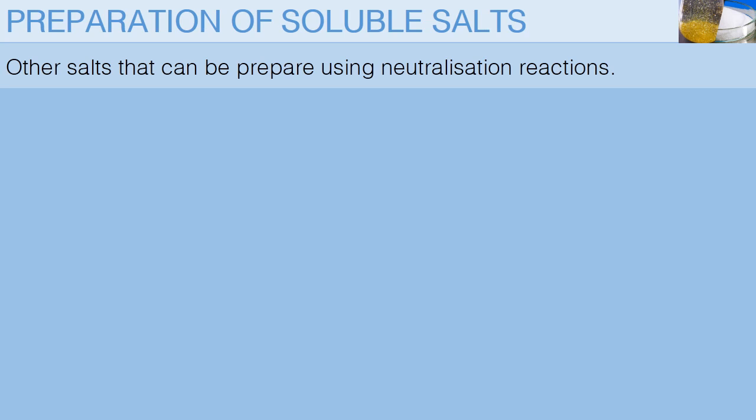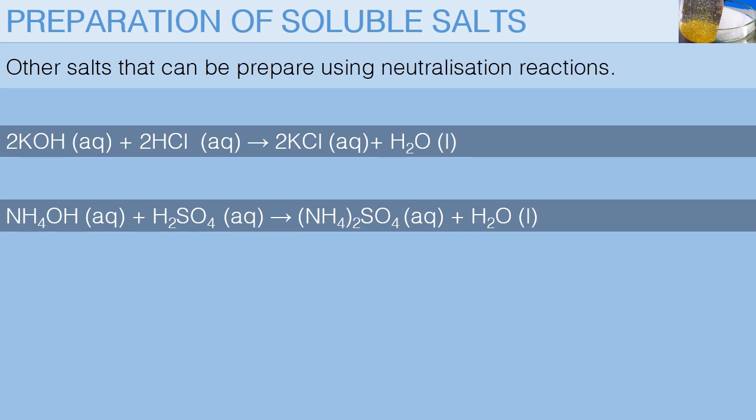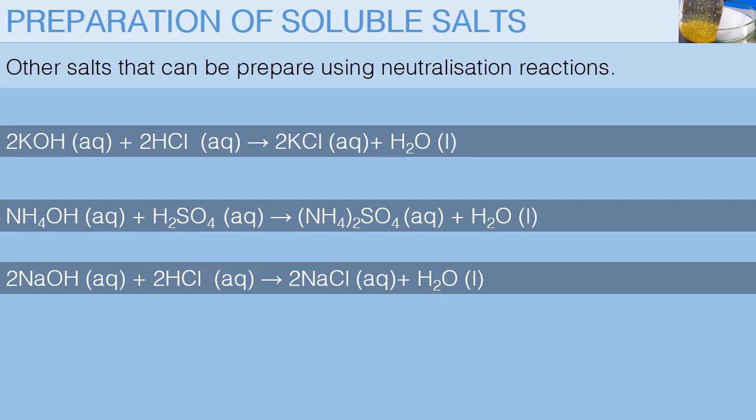There are a myriad of salts that can be prepared using this method, but mostly the ones of metals which are high in the reactivity series are best prepared using this method, because metals that are high in the reactivity series cannot be reacted directly with acids. For example, potassium hydroxide reacts with dilute hydrochloric acid to give potassium chloride and water. Next, we can prepare ammonium sulfate using this method. We can also prepare sodium chloride using this method.